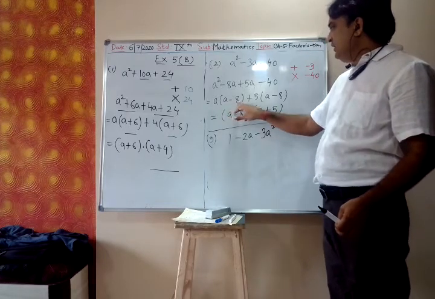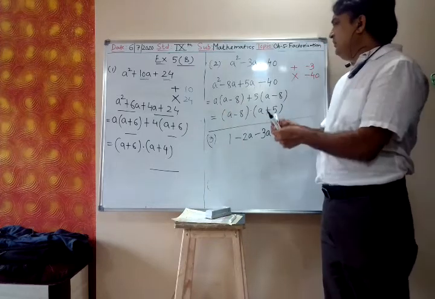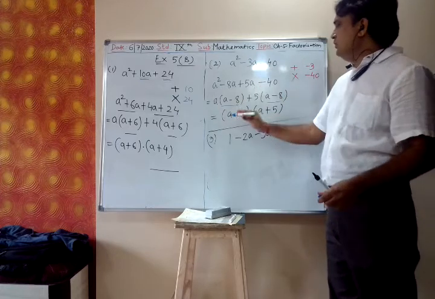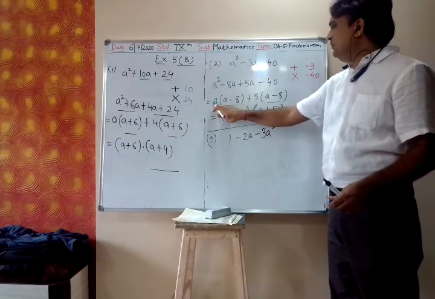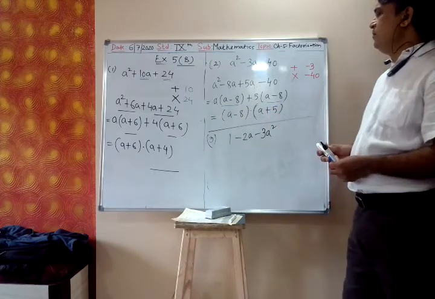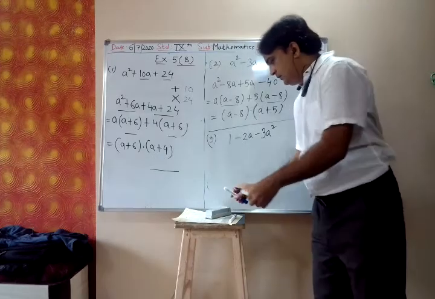Now a minus 8 is a common factor. That I am taking common. So when I take a minus 8 common, which term will be left inside the bracket? Inside the bracket a will be left and plus 5. Okay?